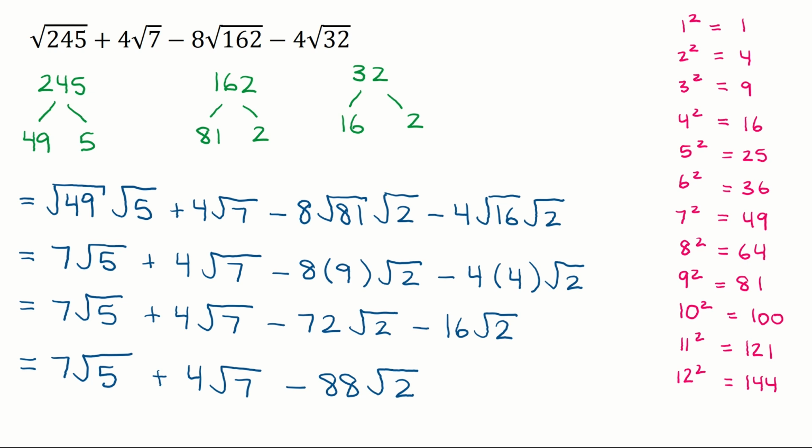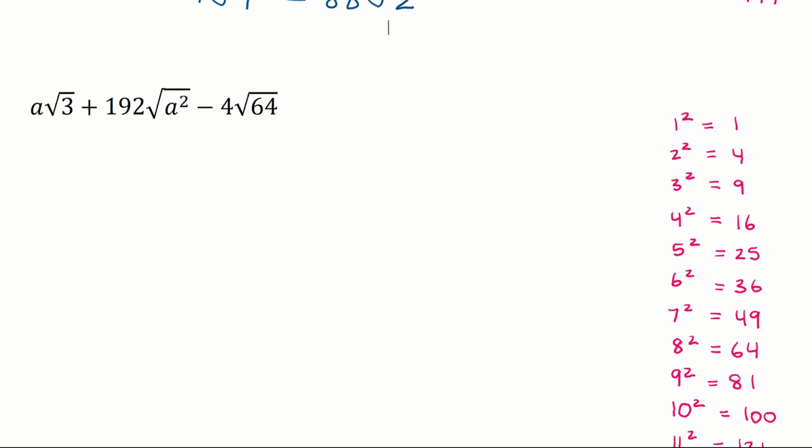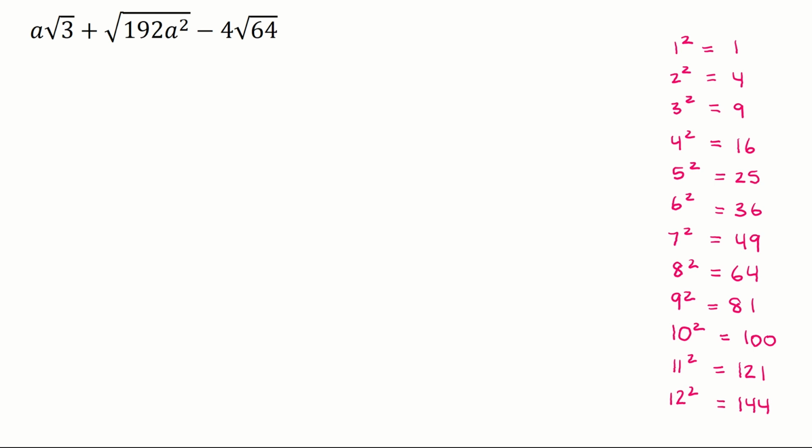On to our next example. This time we have some variables in here as well. So in this question, we're going to start it the same way. We're going to look at what's under the square root sign. In terms of the root 3, you can't really do anything with it, but the 192a squared, we are going to be able to do something with it. If we look at the 192 and determine what perfect square it's divisible by, 192 is 3 times 64. So that's the one we're going to be using there.